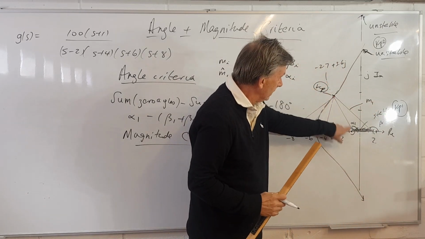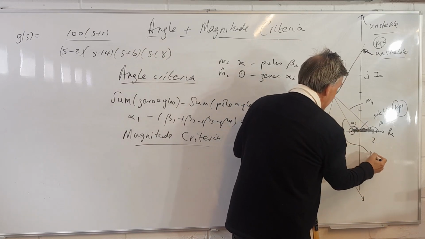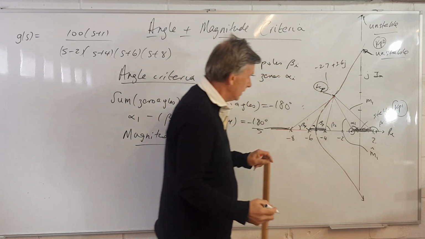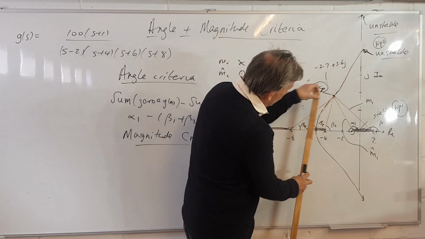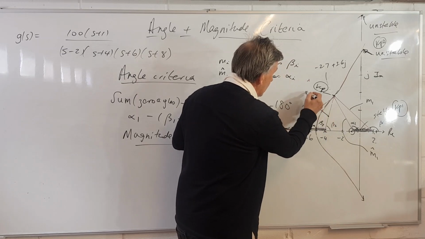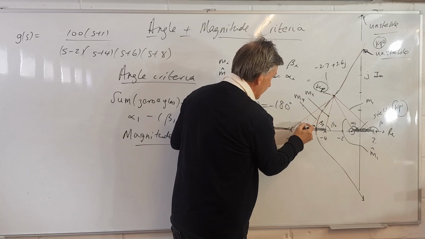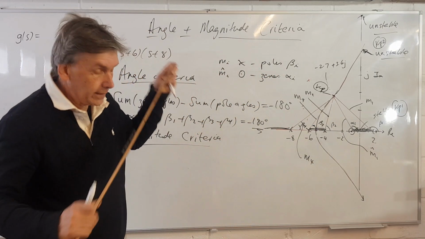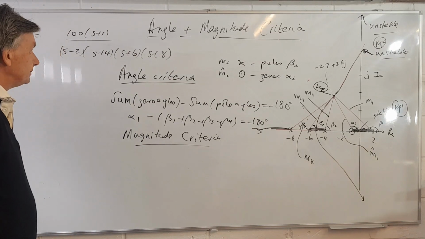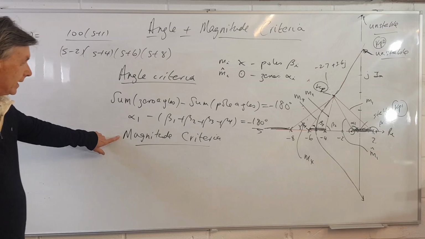This is a zero here, so that's going to be measured from there to there, and that will be m1 hat. This I could then measure from there to there, and I could call that one m2, that one m3, and finally that one there m4. So I could measure these using my ruler, and then we can put these parameters into the magnitude criteria.